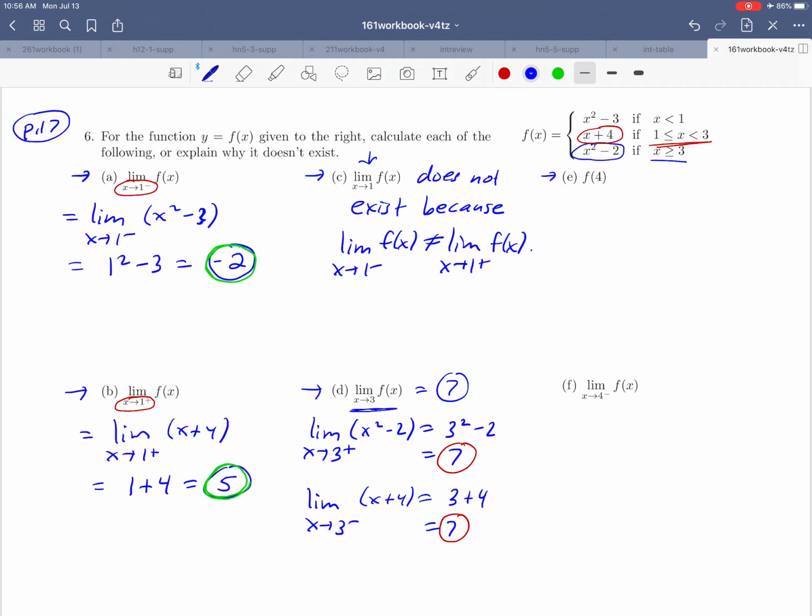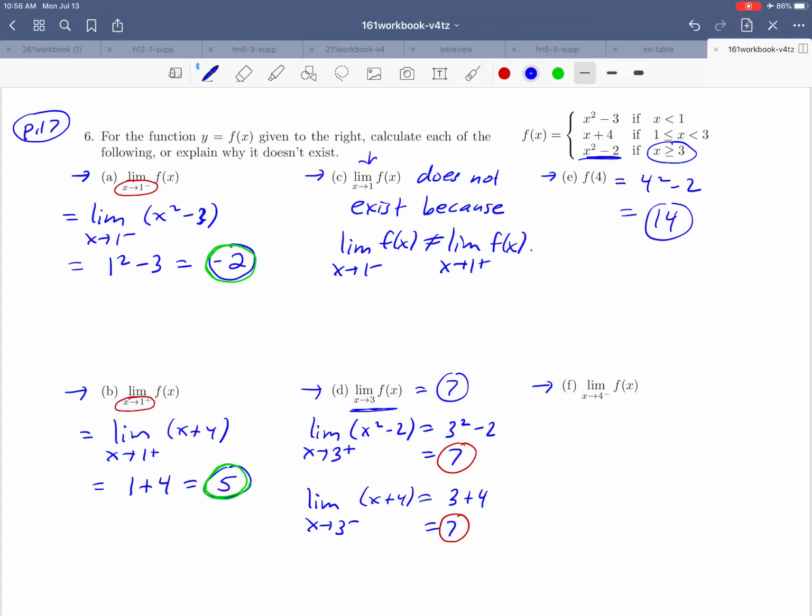And let's see, moving on to E here, what about f of 4? Well, there we're not being asked to calculate a limit, just a value of our function. So which branch do we use if we want to plug in the number exactly 4? Well, 4 is greater than or equal to 3, so we want to use the x squared minus 2 branch. And so we're just going to get 4 squared minus 2. That's 16 minus 2 is 14, it looks like.